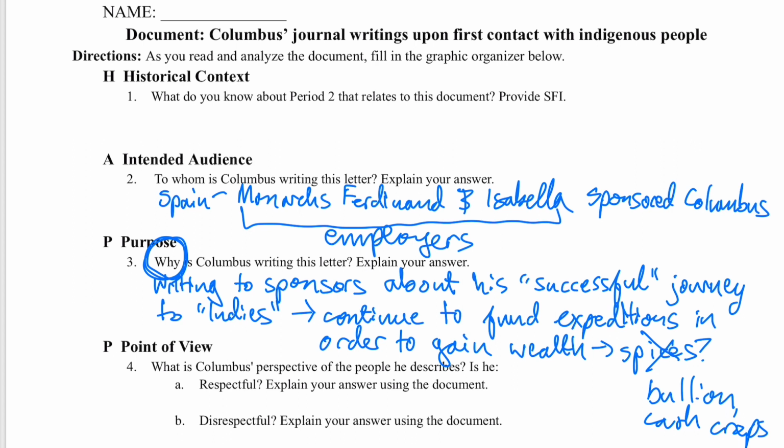Okay, so go ahead and take a moment to reread the document, okay, and write about why Columbus would be writing this document. So go ahead and pause your video, and then when we come back, we'll go over your answers.